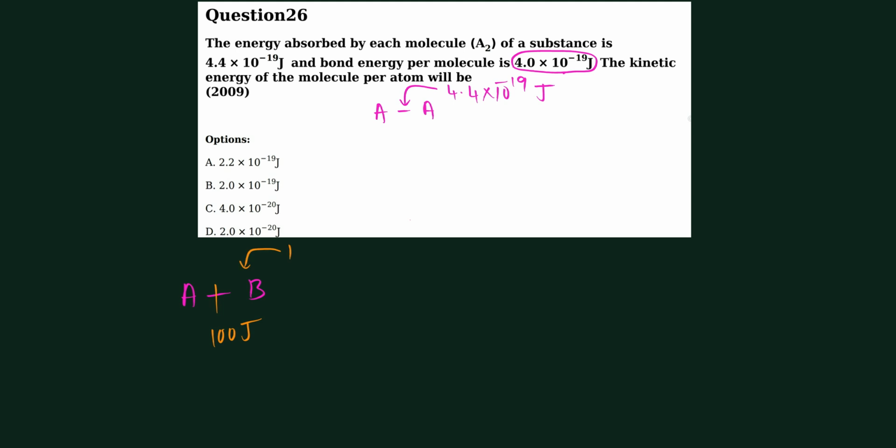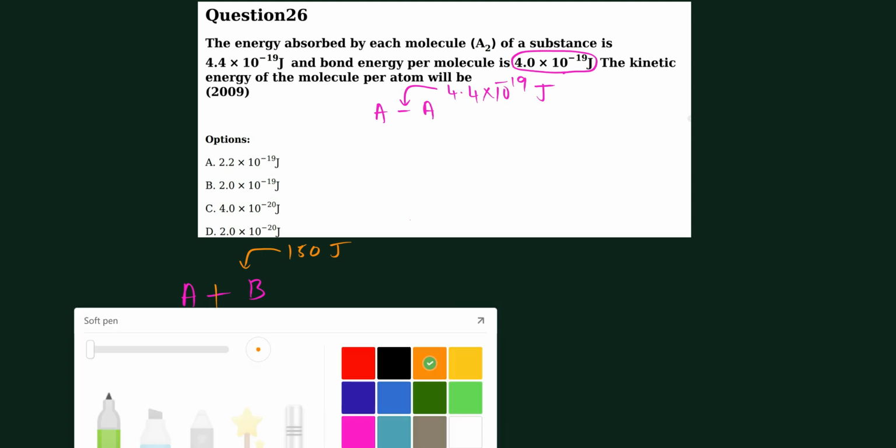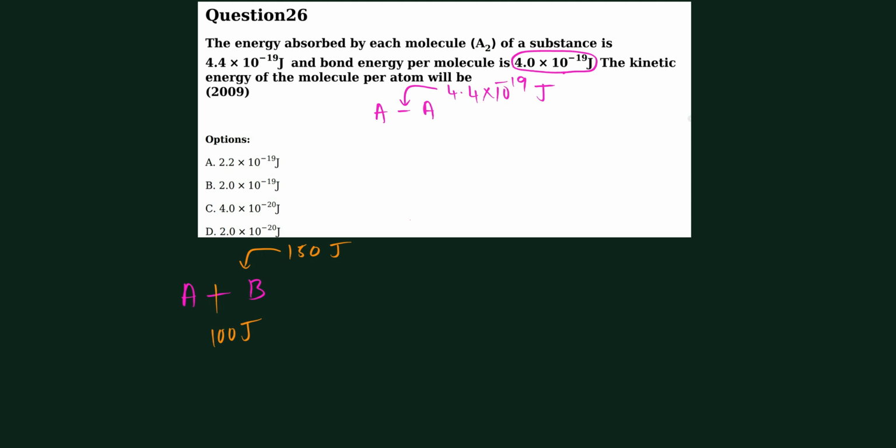How much energy are you giving? 150 joules of energy. But I required only 100. The remaining 50 joules is converted into kinetic energy of the molecules, because using that 50 joules, A and B get separated. So to break this only 100 joules is required. The remaining 50 joules means 150 minus 100, which is 50 joules, and these 50 joules are converted into kinetic energy.